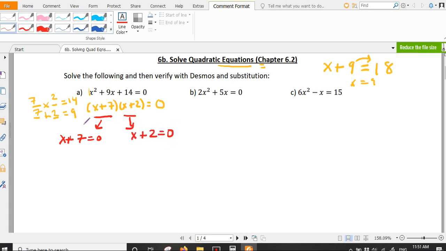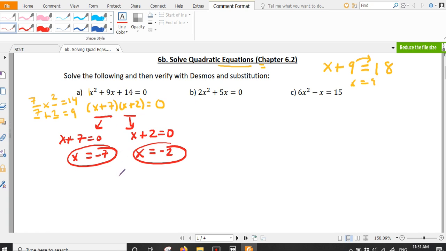Okay? So if I solve for this, I can subtract 7 from both sides or move the 7 over. That means my x value would equal negative 7. Same thing over here. Move the 2 over or subtract 2 from both sides. I'll get x equals negative 2.